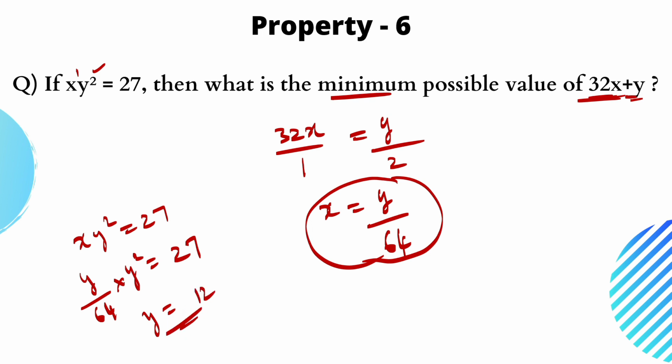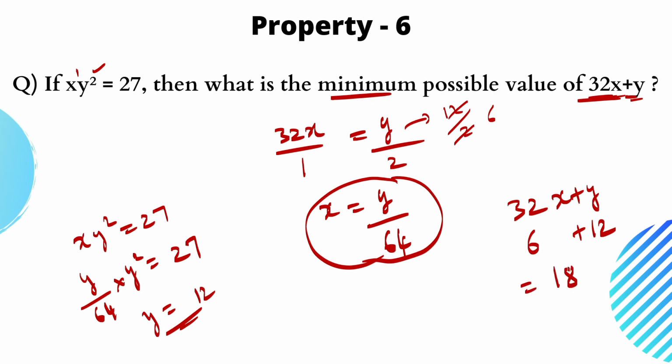If y is equal to 12, we want 32x plus y to be minimum, right? So y is equal to 12, and how can we calculate 32x? Just substitute the value of y here, then 12 by 2 is equal to 6. So 32x is equal to 6. So 6 plus 12 is equal to 18. So 18 is the minimum possible value of 32x plus y.